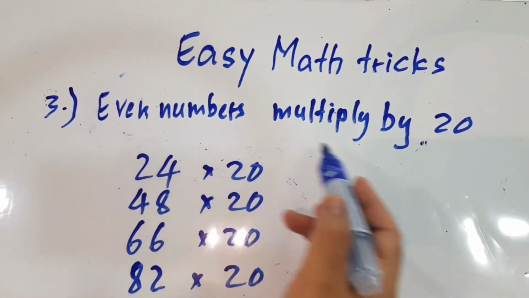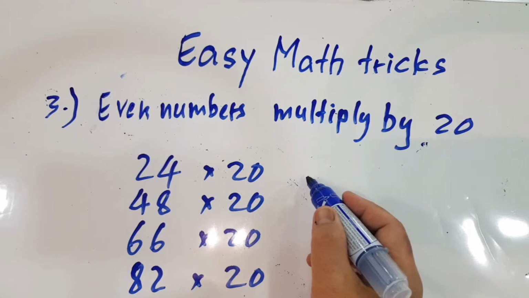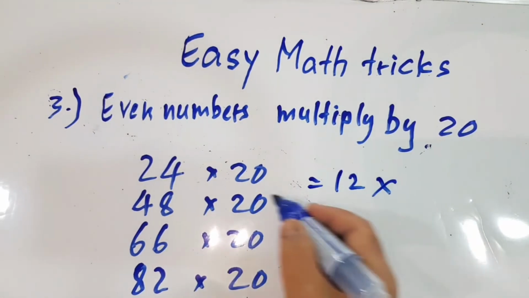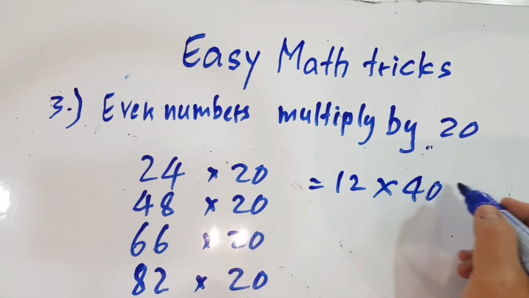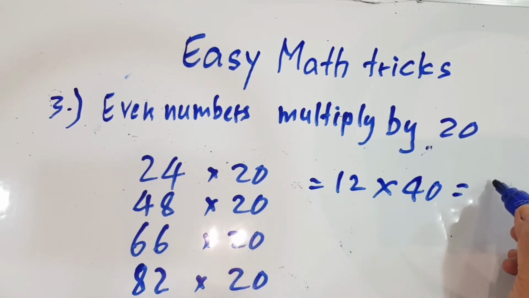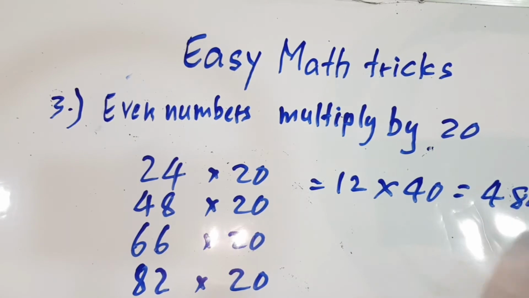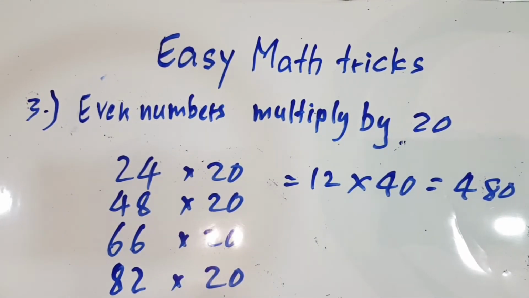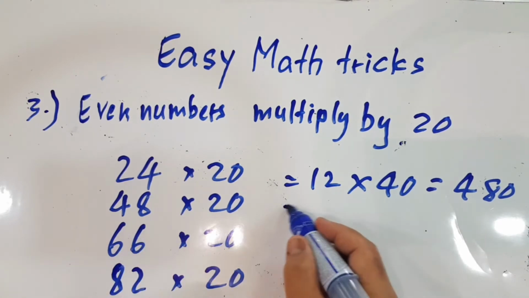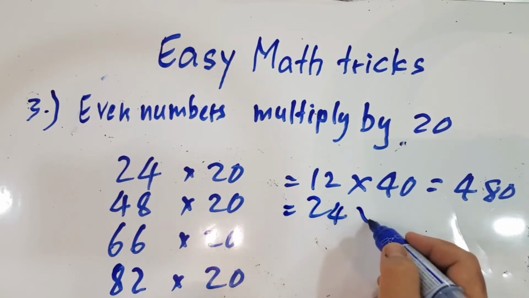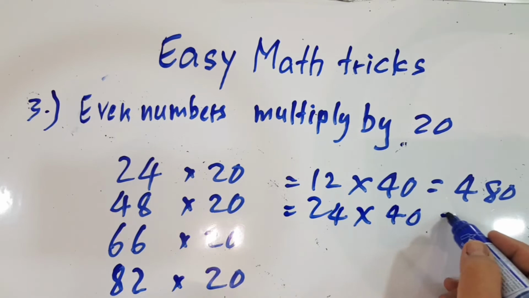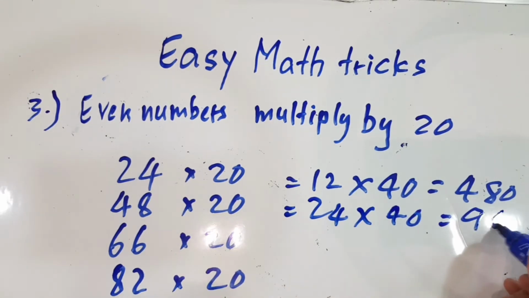How about even numbers multiplied by 20? See here, half of 24 is equal to 12, and double of 20 is equal to 40. So the answer is equal to 480. Now, second one, 48, half of 48 is equal to 24, multiplied by double of 20, which is equal to 40. So the answer is 960.